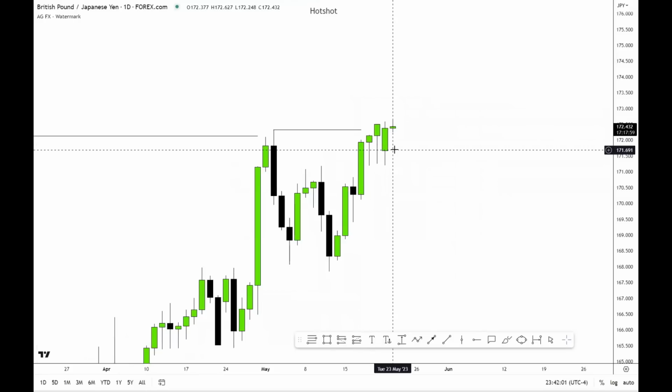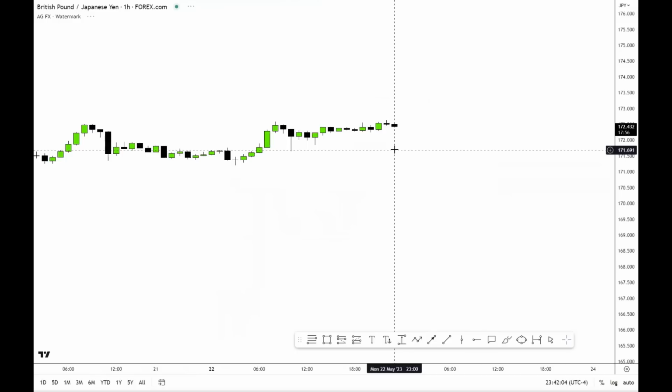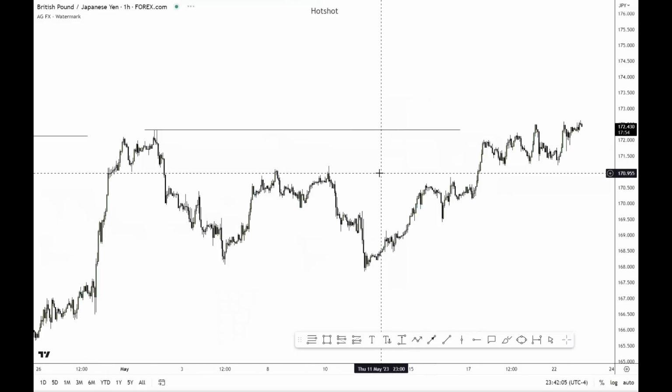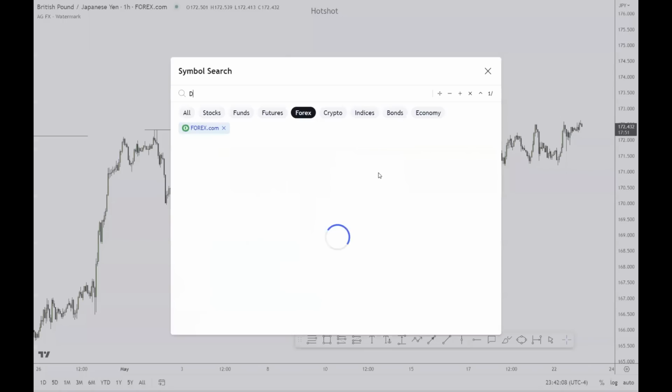And if we go to the 1 hour time frame really quick, you'll see here that price, or let me jump back up to the daily really quick.